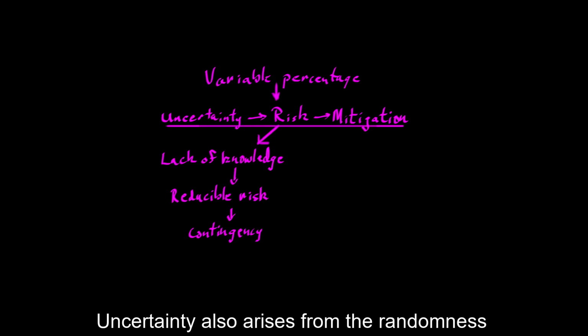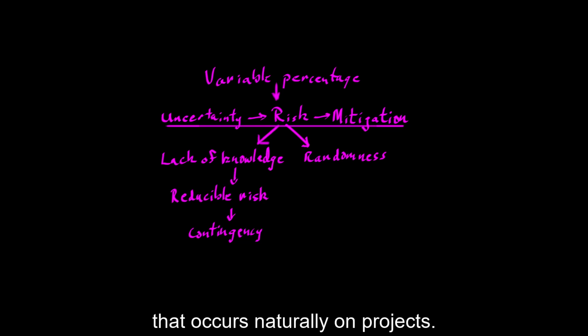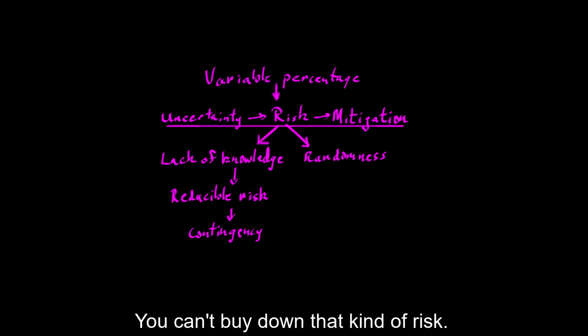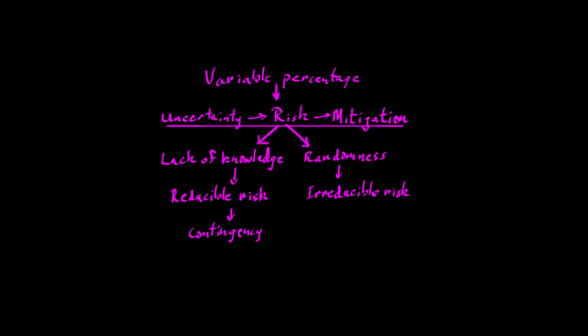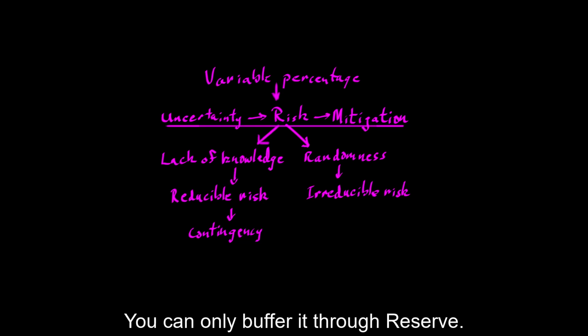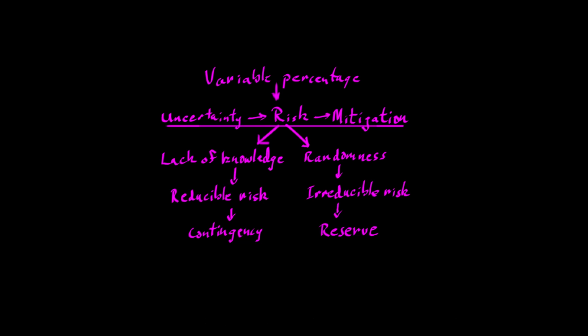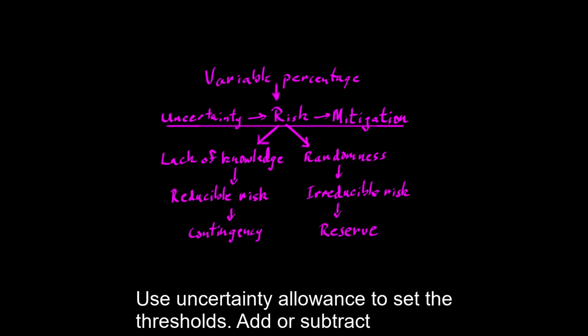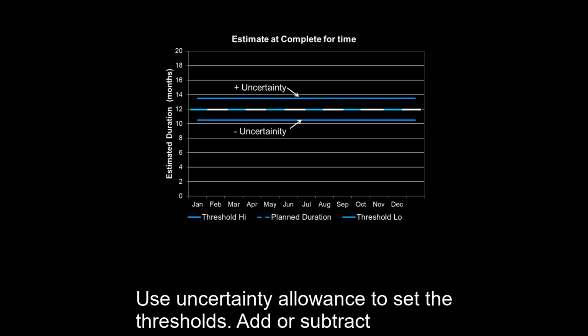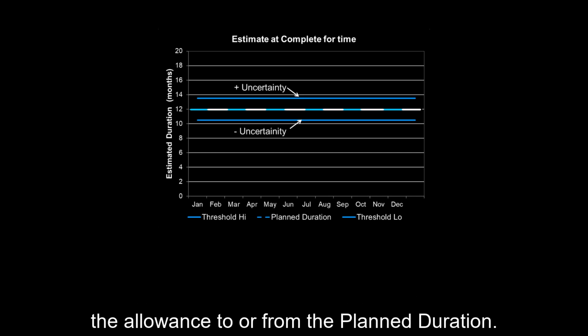Uncertainty also arises from the randomness that occurs naturally on projects. You can't buy down that kind of risk. It's irreducible. You can only buffer it through reserve. Use uncertainty allowance to set the thresholds. Add or subtract the allowance to or from the planned duration.